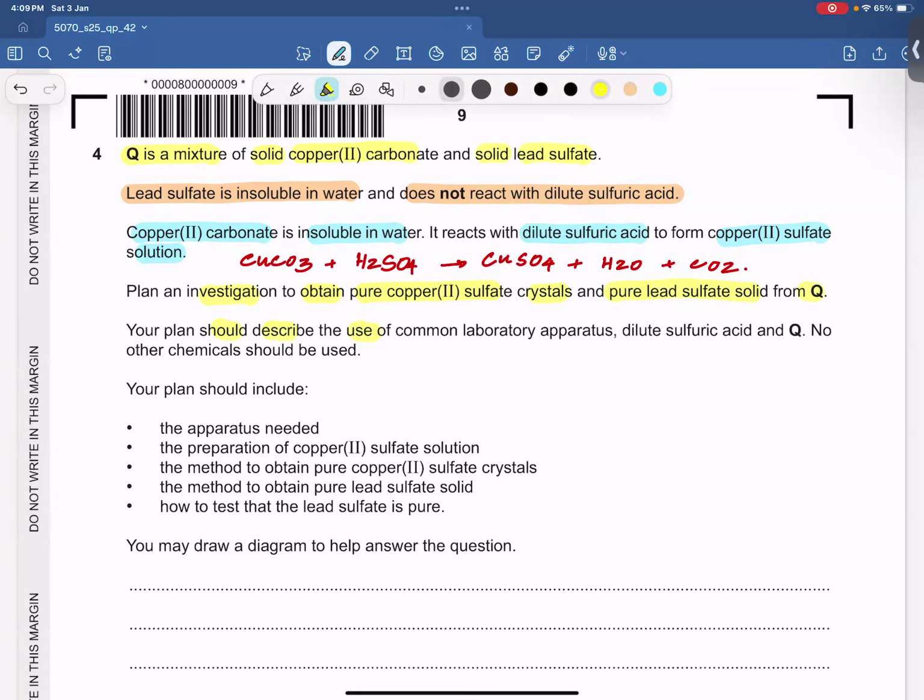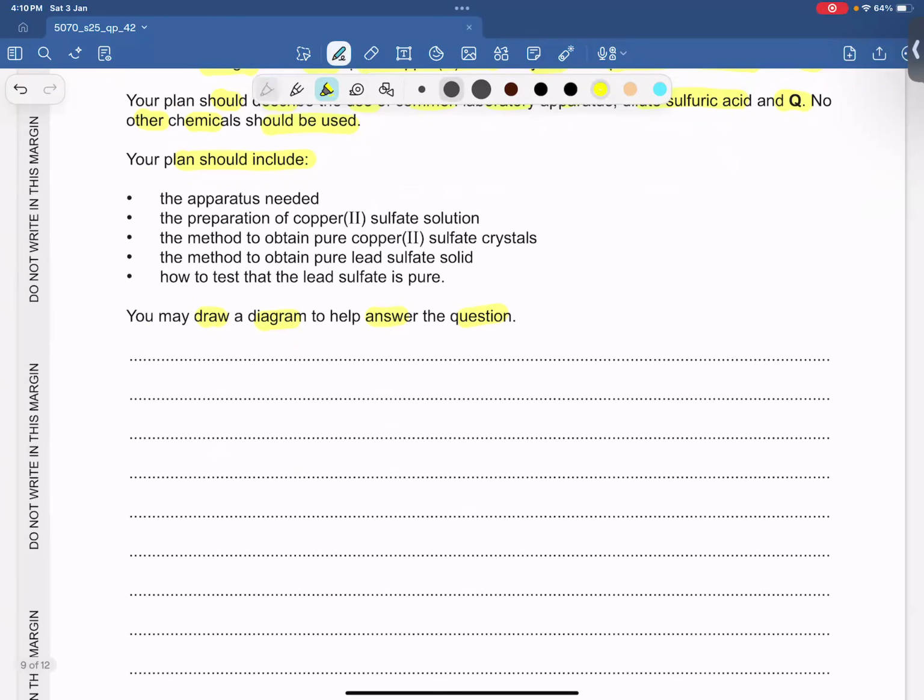Your plan should describe the use of common laboratory apparatus, dilute sulfuric acid and Q. No other chemical should be used. Your plan includes apparatus needed. You may draw a diagram to help answer the question. I don't need to make a diagram because it's very straightforward. But first of all, the mixture of solid copper 2 carbonate and lead 2 sulfate is placed in a 100 cm3 beaker.